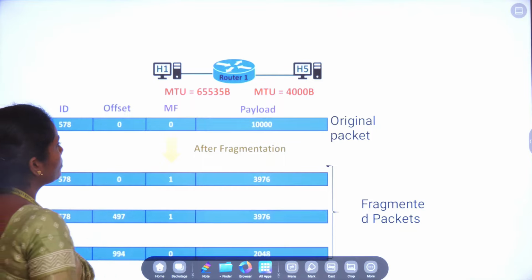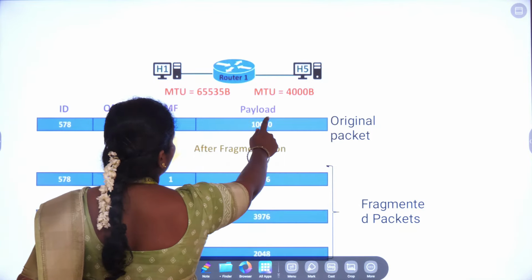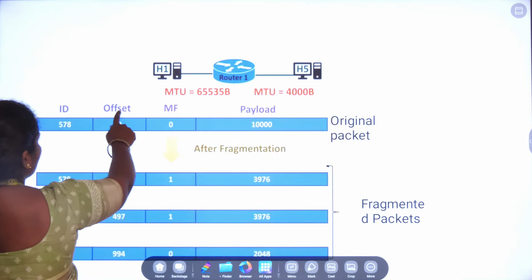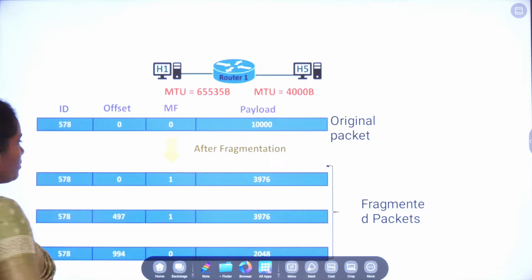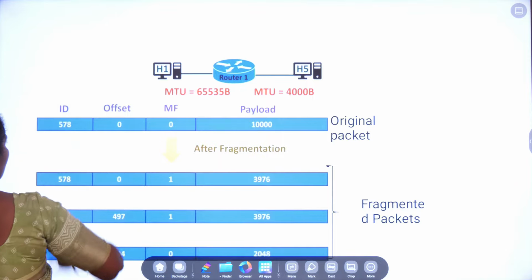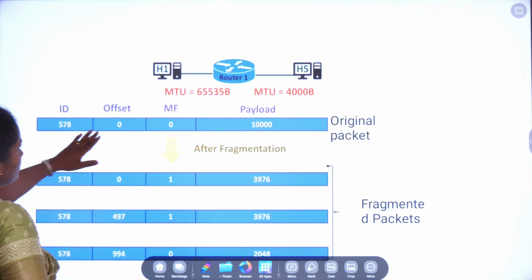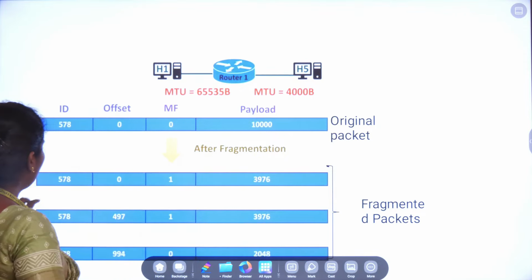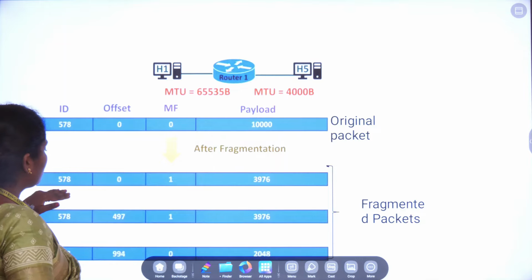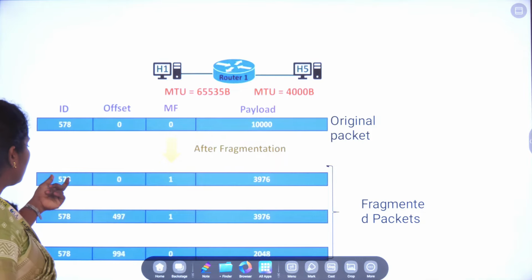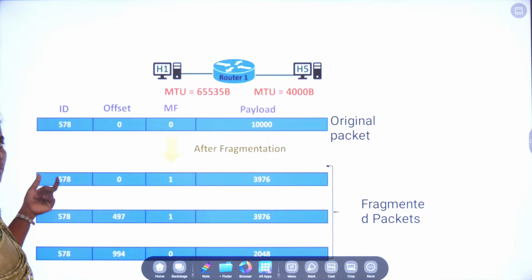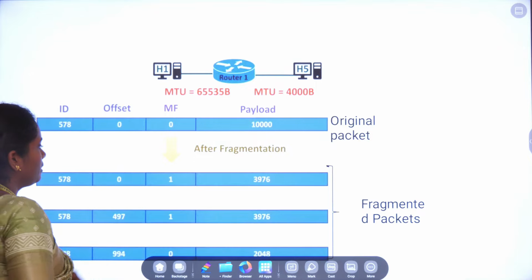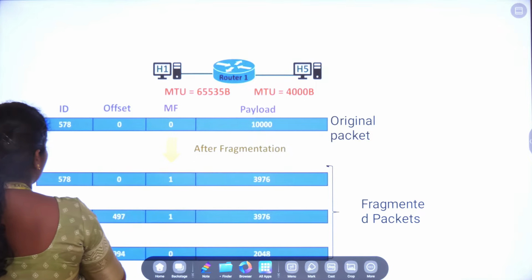Consider a packet. In this original packet, my data size is 10,000 bytes, that is the payload. MF is nothing but more fragments to follow. Then the offset indicates the exact position of the fragment. Then ID is the identification number. Here I am giving identification number 578, offset 0, MF 0, data 10,000. After fragmentation, the ID is the same, 578, because we already said the fragments should contain the same ID; only then can we find the original packet. The next offset is 0. Initially it starts at location 0, so the offset is 0.